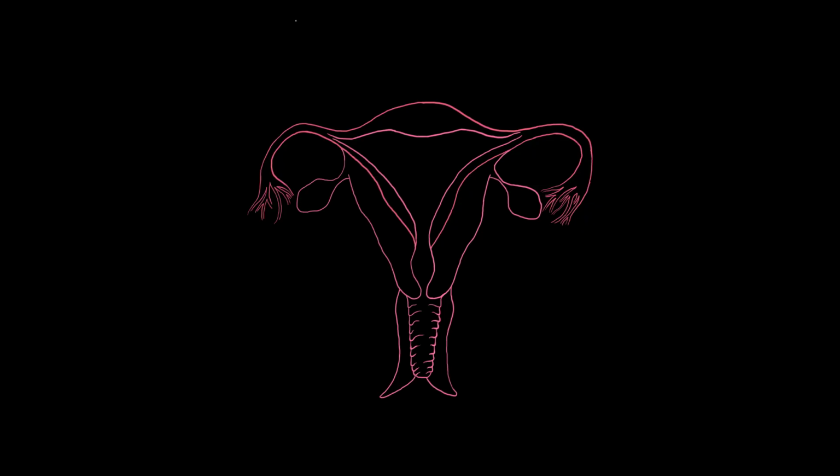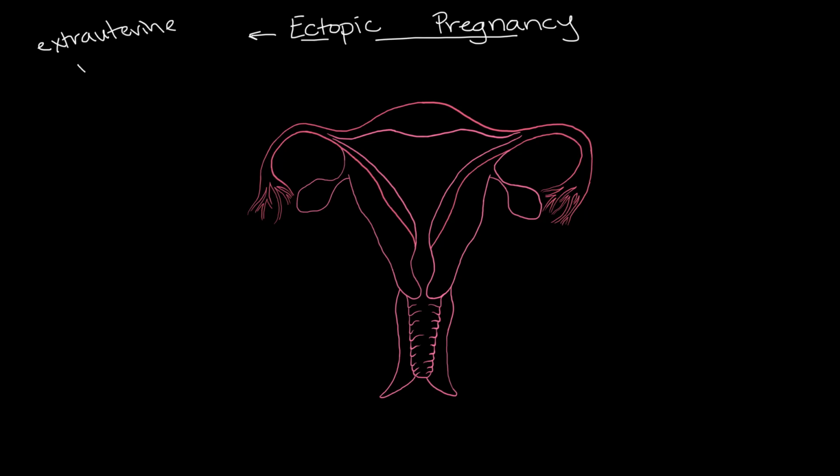In today's video we're going to be talking about ectopic pregnancies. Ectopic pregnancies are also known as extrauterine pregnancies. And this basically just means that it's a pregnancy outside of the uterus.